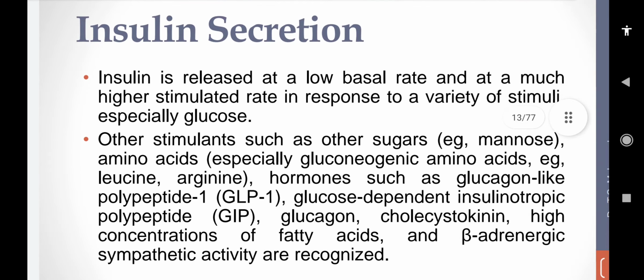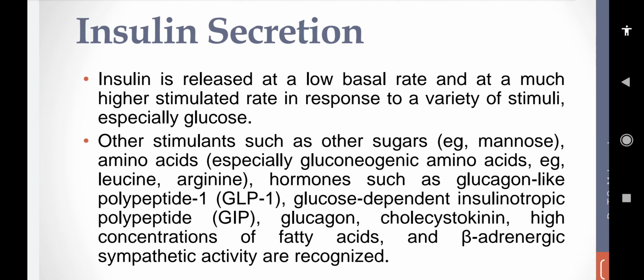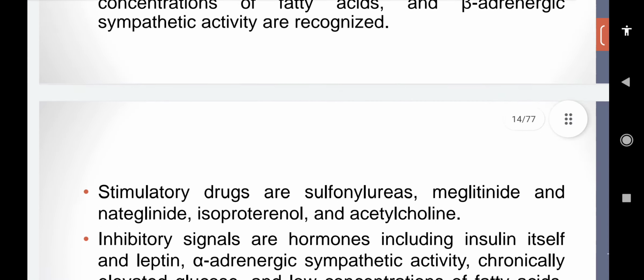Insulin secretion. Insulin is released at a low basal rate and at a much higher stimulated rate in response to a variety of stimuli, especially glucose. When we eat food, it is a stimulus and our body releases insulin. Other stimulants are other sugars like mannose, amino acids, and hormones such as glucagon-like peptide, which has a particular role in diabetes mellitus, as you can learn in the next topics. Glucagon, higher concentration of fatty acids, and beta adrenergic sympathetic activity are also recognized.